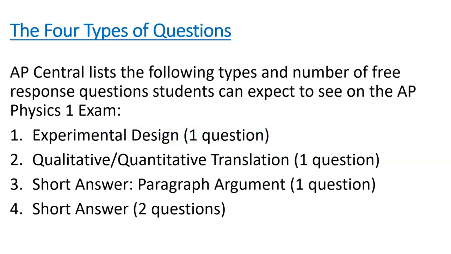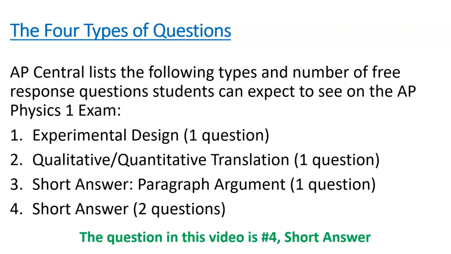So there are 4 types of free response questions that students can expect to see on the AP Physics 1 exam, and these are listed on AP Central. First of all, there is experimental design, and students can expect 1 of their 5 questions to involve that set of skills. There will be 1 question on qualitative-quantitative translation. There will be 1 question that's a short answer involving a paragraph length argument. And then there will be 2 questions that are considered short answer. The video for this question is type 4 short answer.